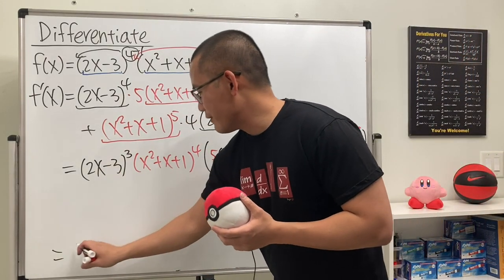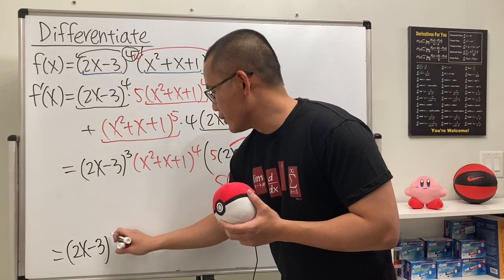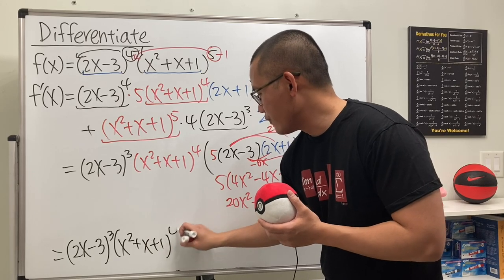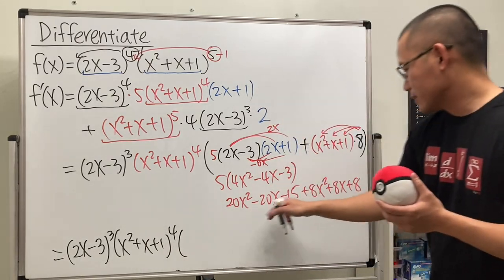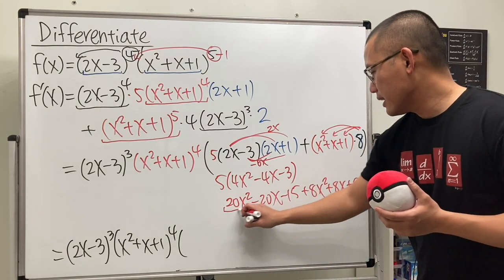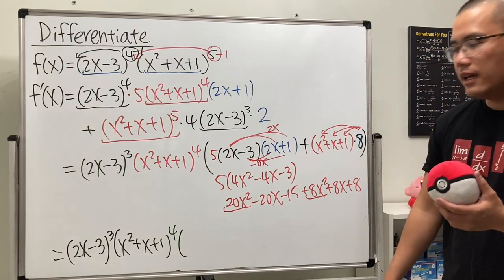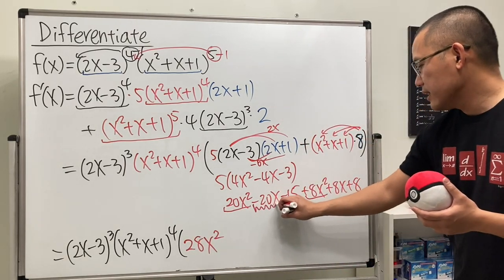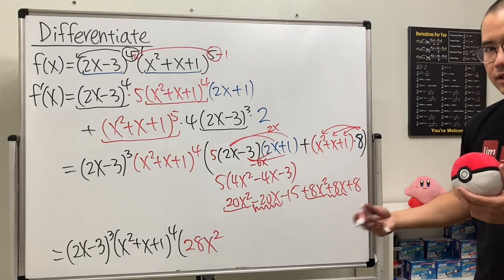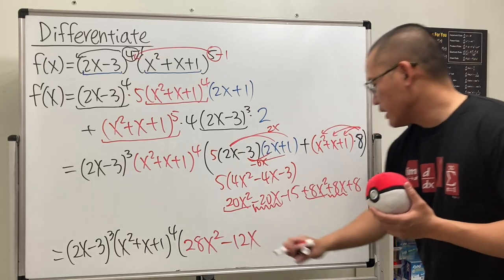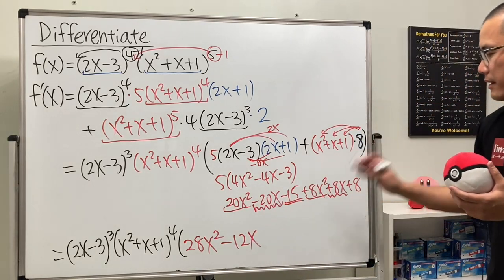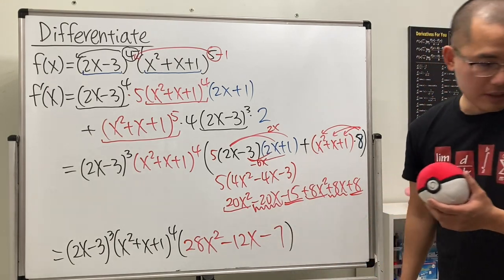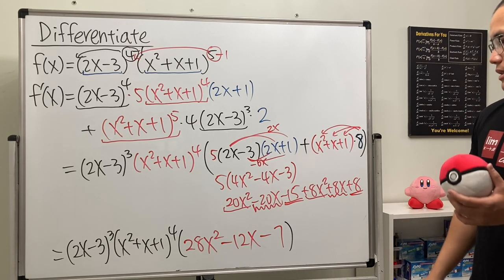So here, we have parentheses 2x minus 3 to the third power times that, which is x squared plus x plus 1 raised to the fourth power. And lastly, I'll just combine like terms. So we see that this and that together is 28x squared. Good. And then we have negative 20x plus 8x, so that will be minus 12x. And lastly, here we have minus 15 plus 8, so that will be minus 7, all right? So let me just double check. Yeah, that's the answer in the back of the book.